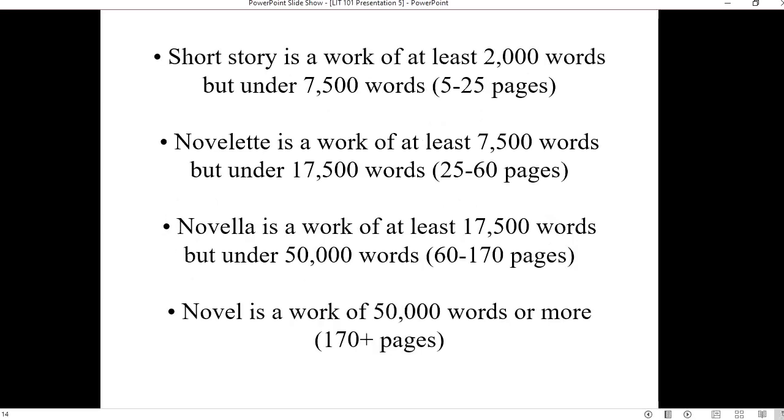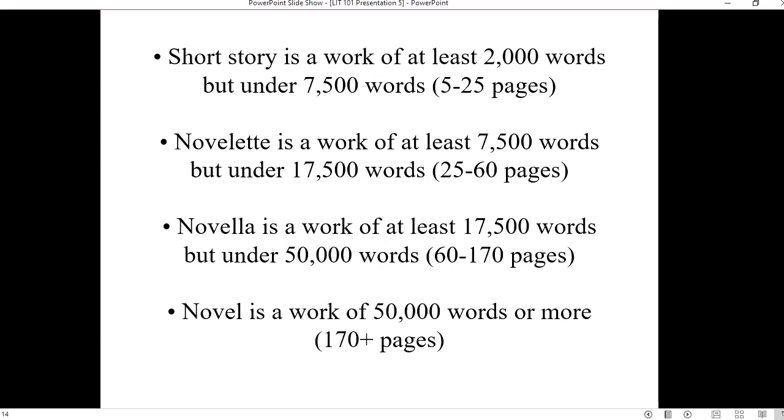As a way of summarizing what we have done in this series, we have looked at types of prose fiction in their various categories based on the word count and the number of pages they have. We can look at them from the shortest to the longest. The shortest of them is short story, which has between 2,000 words and 7,500 words. That is between 5 and 25 pages.